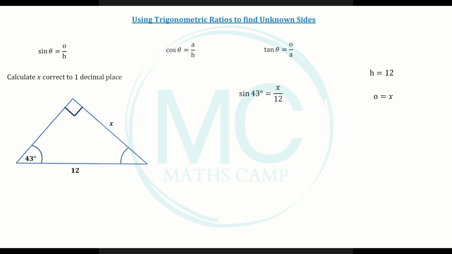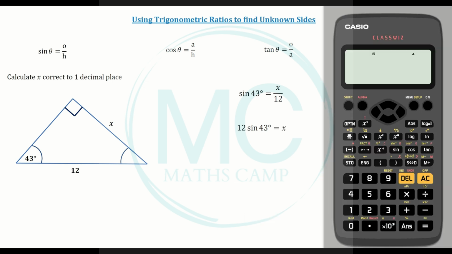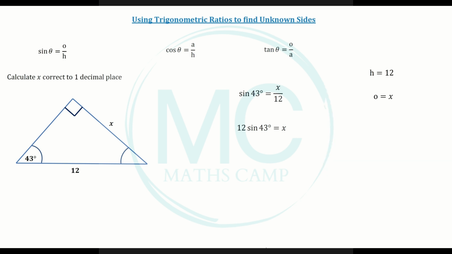Now we need to get x by itself, and to do this, we need to multiply both sides by 12. So on the left, we're now going to have 12 multiplied by sine 43 degrees, and this is now equal to x. And now we can take out our calculators, and we can say 12 multiplied by sine 43 degrees is equal to 8.183. Let's round off to one decimal place, and we get an answer of 8.2.